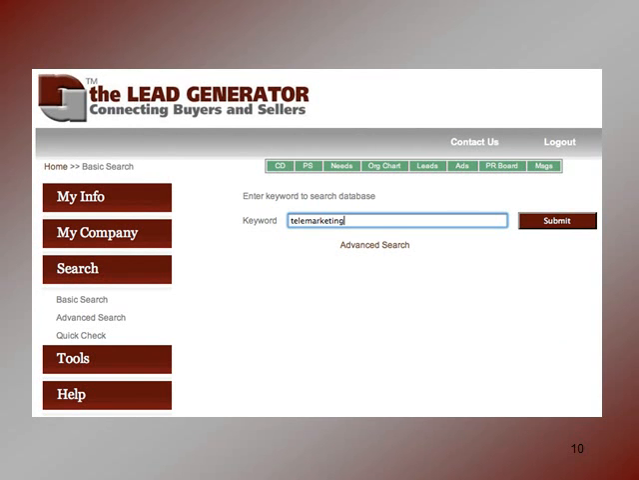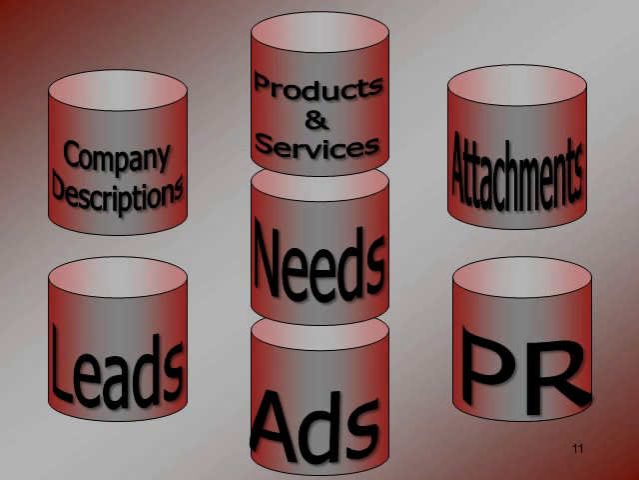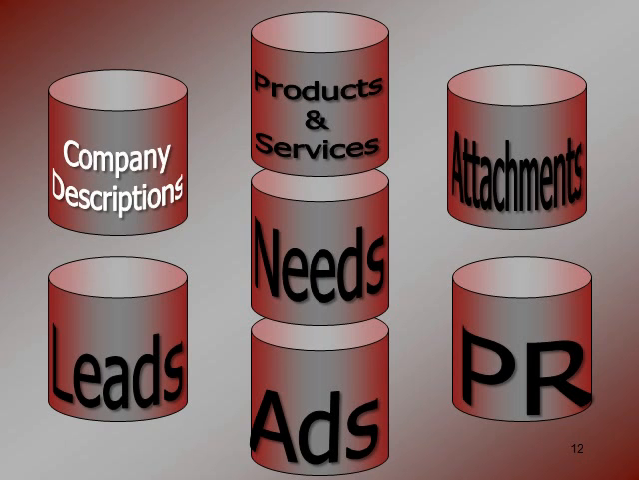So now, if I type in the word telemarketing into the search box and click on Submit, let's see what I get. You can follow along using any search term that describes your products or services too. When you hit the Submit button, the system will search through its various tables for the search term. So let's start by showing you exactly what the system is doing. There are 7 key tables in the system. The first table it's going to search is the company descriptions table.